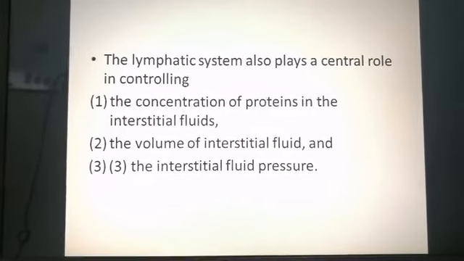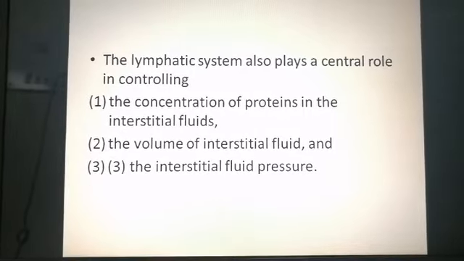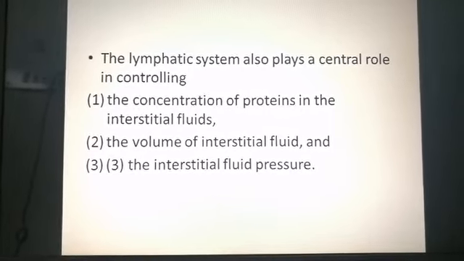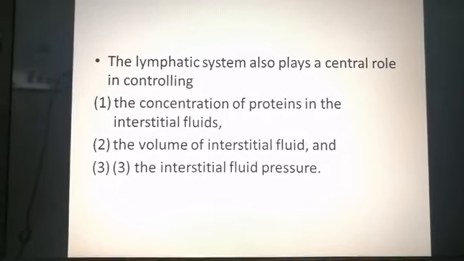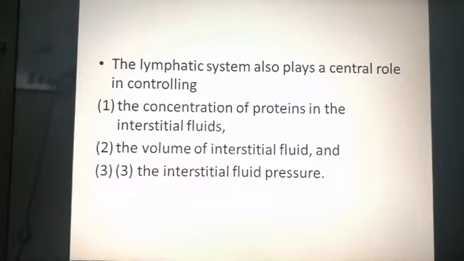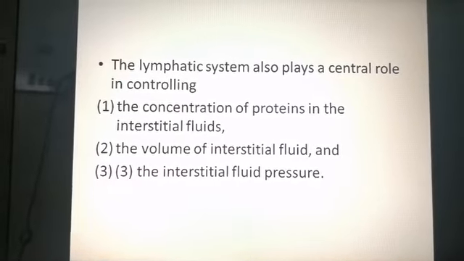The lymphatic system also plays a central role in controlling the concentration of proteins in the interstitial fluid, the volume of interstitial fluid, and the interstitial fluid pressure. So these are the few factors which are controlled by the lymphatic system.